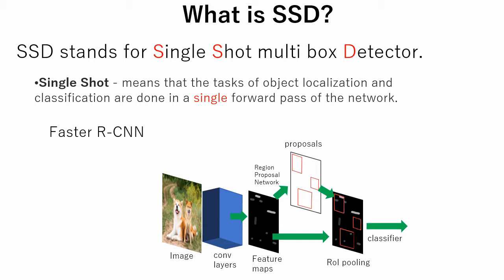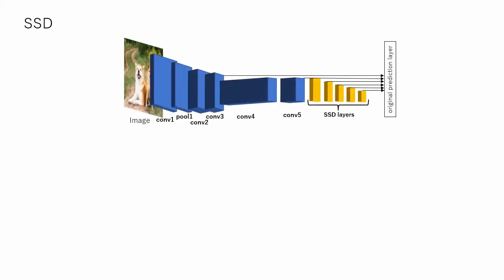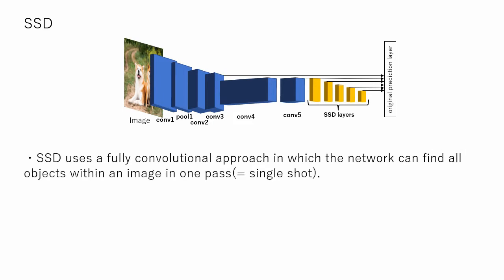In brief, Fast R-CNN first generates region proposals by selective search, then a CNN-based network is used to classify the object class and to detect the bounding box. So, using this CNN requires two shots. Meanwhile, SSD uses a fully convolutional approach, in which the network can find all objects within an image in one pass. Thus, SSD is much faster than the two-shot region proposal network-based approaches.